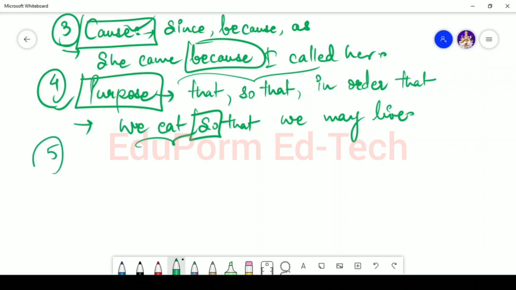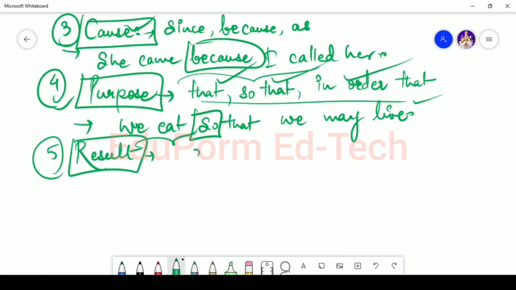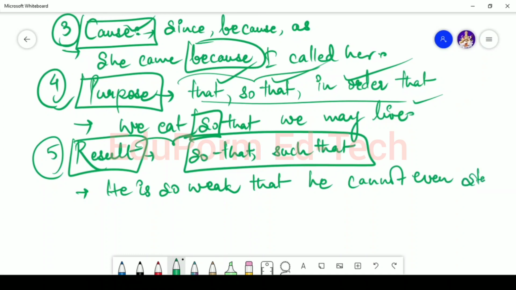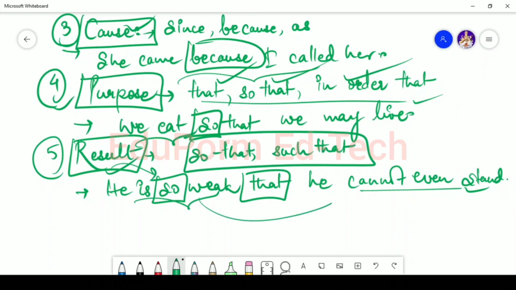So whenever you have to reflect any kind of purpose, in that case you make use of these kinds of conjunctions, that is that, so that, or in order that. Now the next one is result. In case of result, you can use so that or such that. Let's say, for example, he is so weak that he cannot even stand. वो इतना कमज़ोर है कि वो खड़ा भी नहीं हो पा रहा है. ठीक है, so he is so weak that he cannot even stand. तो this is the result, meaning उसके कमज़ोर होने की वजह से this is the result; he is so weak.